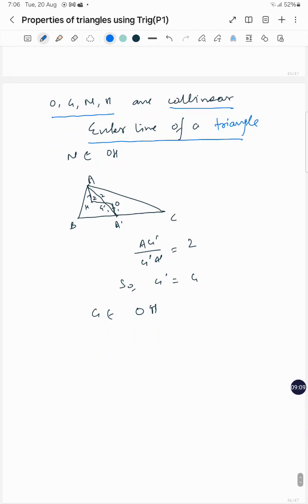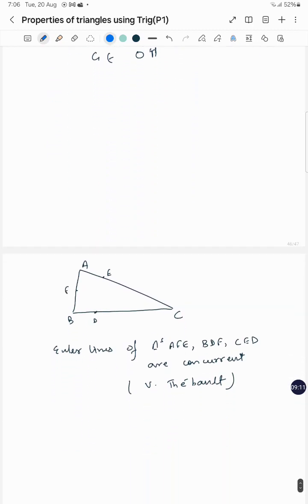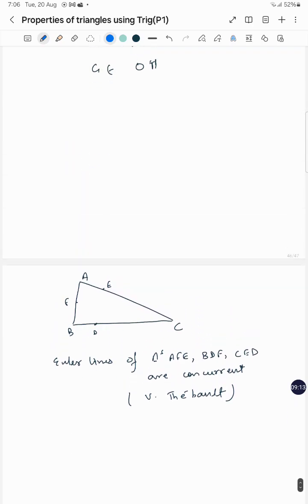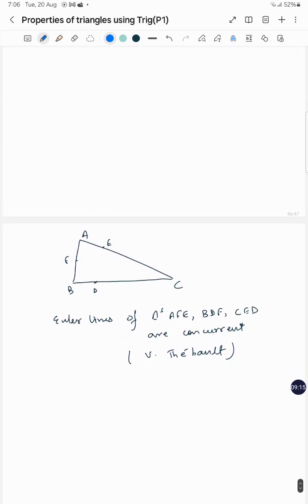One important theorem is this one, which is by Victor Thébault. D, E, F are the feet of altitudes. The Euler lines of triangles AFE, BDF, and CED are all concurrent. So we'll prove this using geometric inversion in a circle later on.